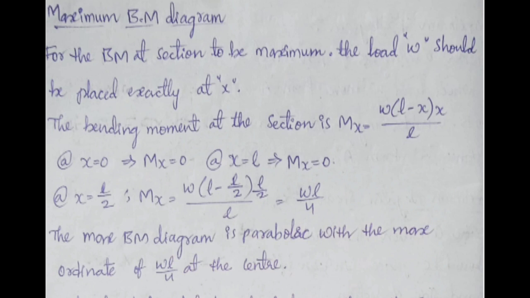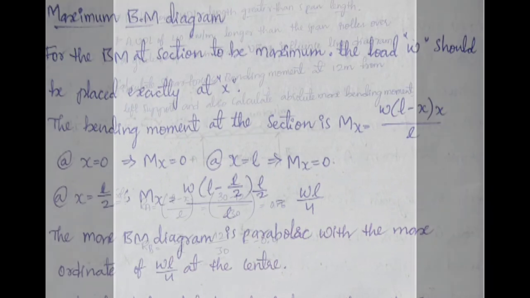At x equal to 0, that is at A, Mx equals 0. At x equal to L, that is at B, Mx equals 0. But at x equal to L by 2, at the center, Mx equals W into (L minus L by 2) into L by 2 divided by L, which equals WL by 4. The maximum bending moment diagram is a parabola with the maximum ordinate of WL by 4 at the center.